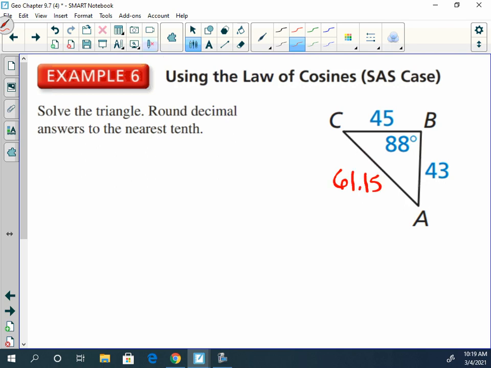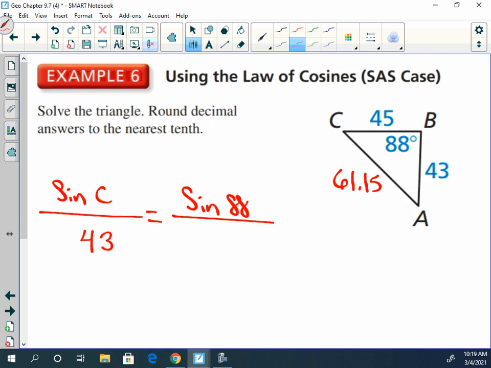Now, do we want to find angle A or angle C first? C, so we can take sine of C over what? On bottom here would be 43, because it's the side length opposite angle C. Now the side length opposite angle 88 is 61.15.